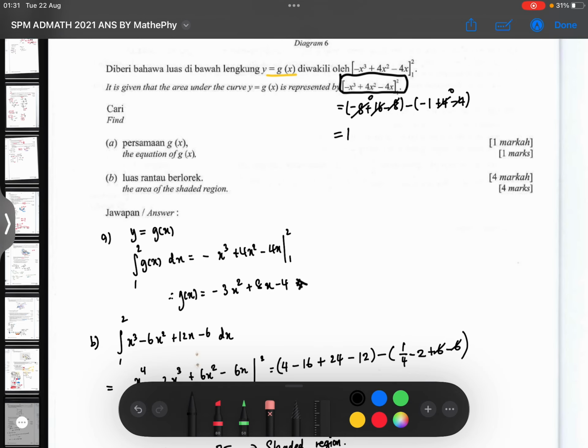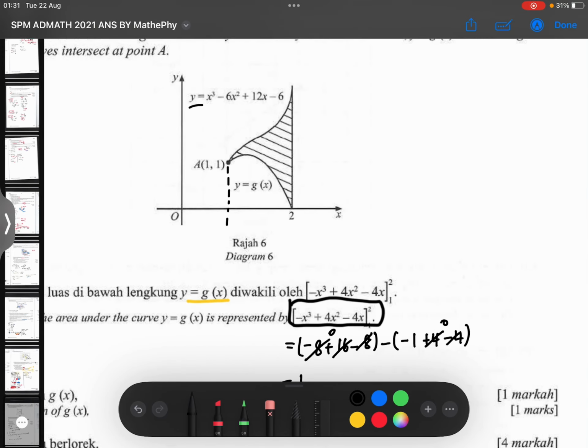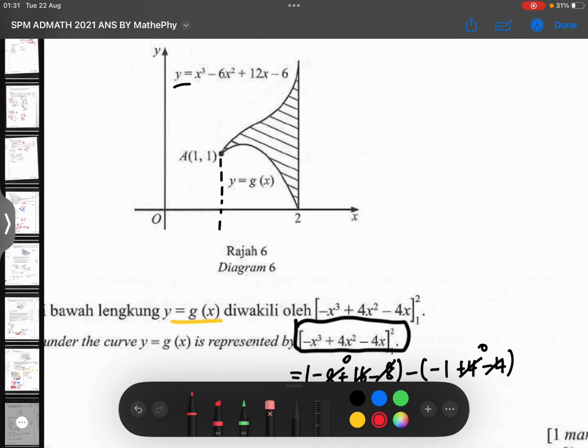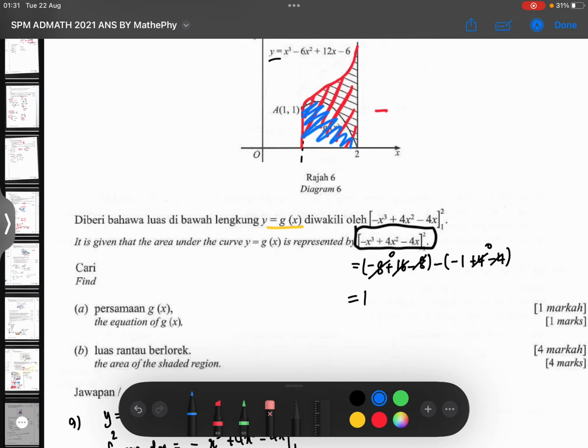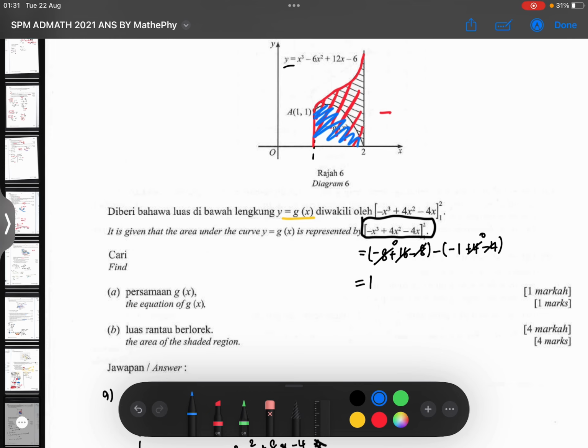Okay, question B, the area of the shaded region. So the area of the shaded region is the area under the curve of this equation, or I mean of this curve. So you find that area first, the whole area, and then you minus with what? You minus with the area under the curve of this, the blue one, which is g(x). Okay, area under the curve of g(x) between 1 and 2.